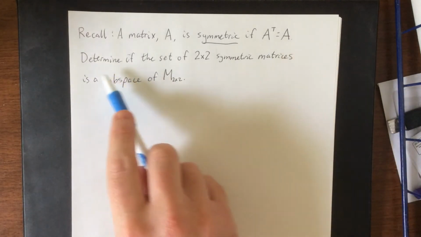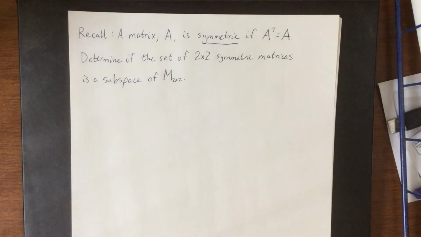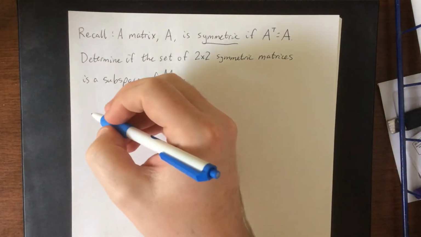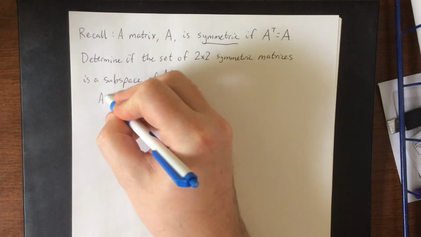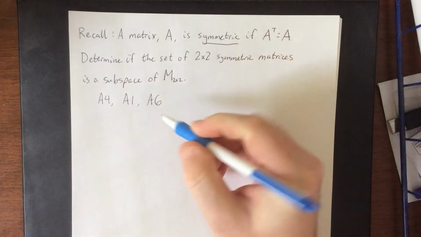So what we're going to do is determine if the set of 2 by 2 symmetric matrices is a subspace of the set of 2 by 2 matrices. So with that in mind, we need to check for a total of 3 axioms here. Those axioms are going to be A4, A1, and A6.